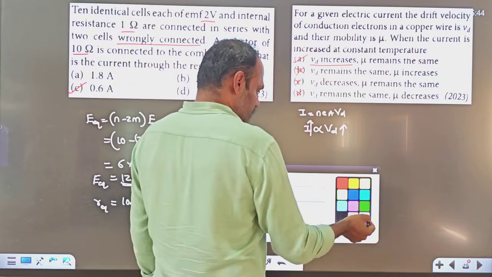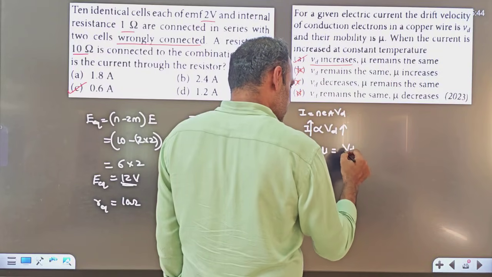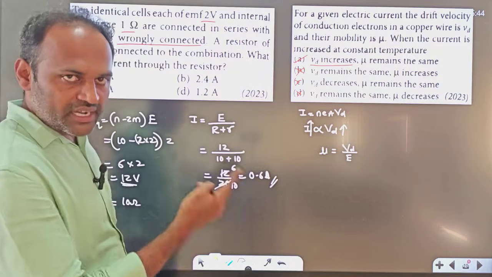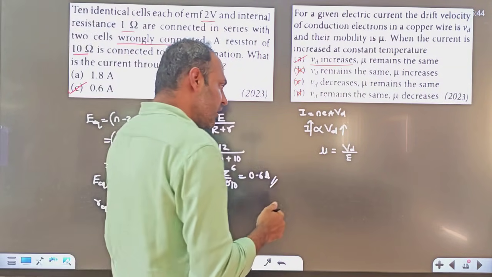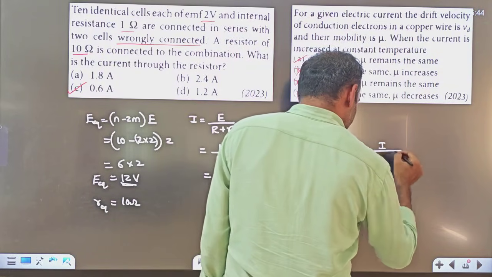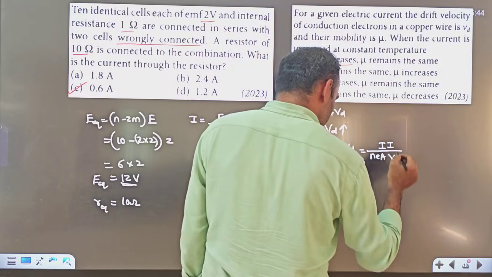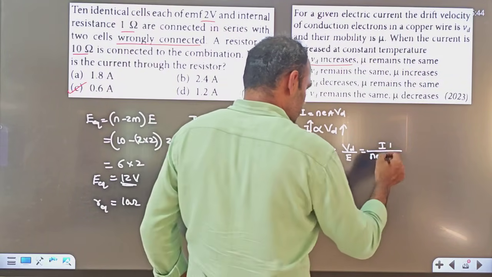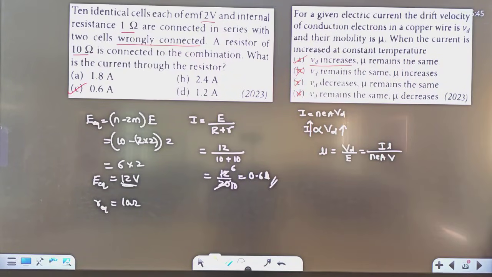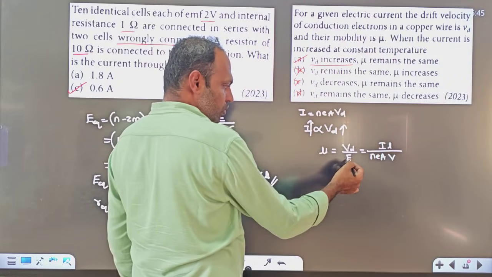And if you want to see that in case of mobility, we know mobility is equal to drift velocity per unit electric field. So here you have to derive the relation between mobility and current, because they increase the current. So I will substitute drift velocity as I divided by NEA. Electric field I will substitute as V by L. So E is equal to V by L.